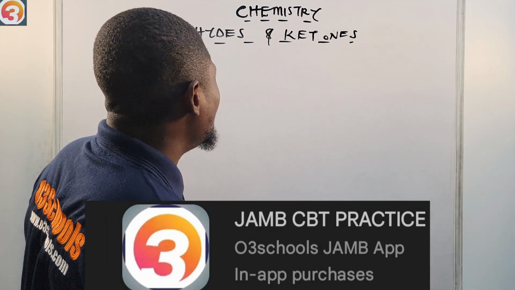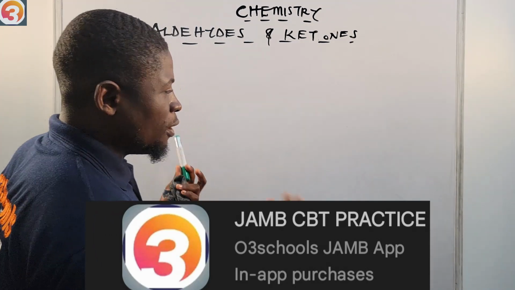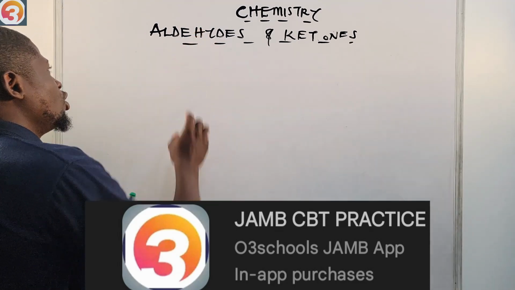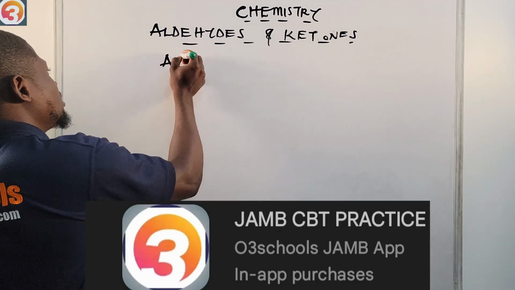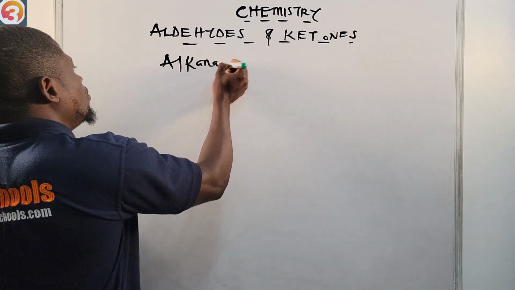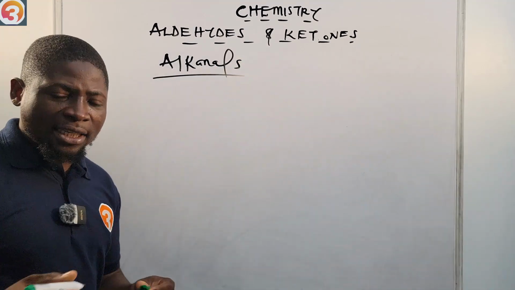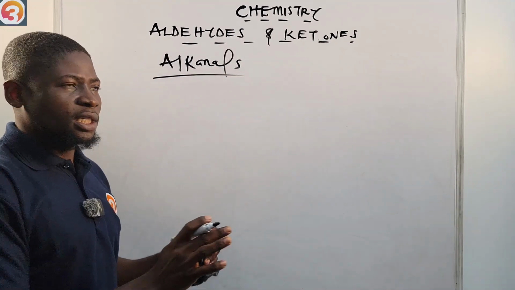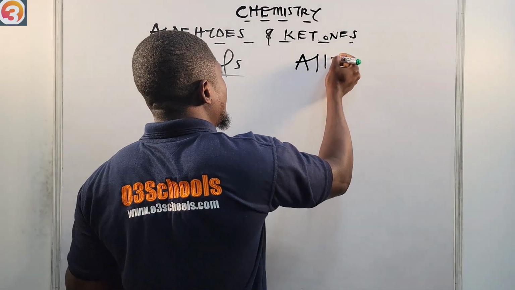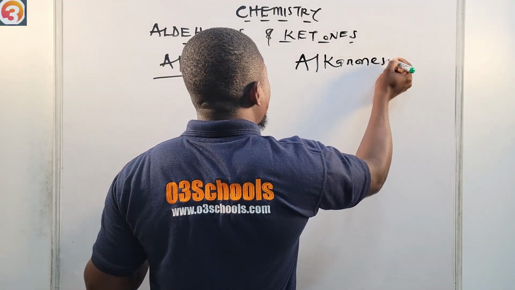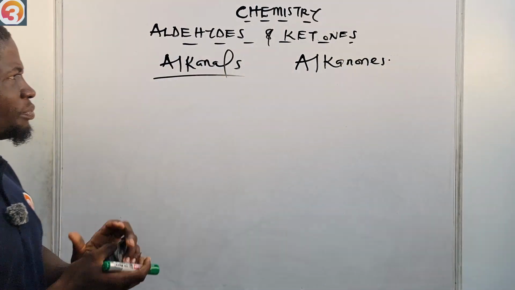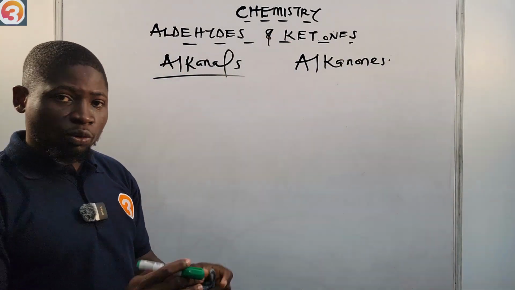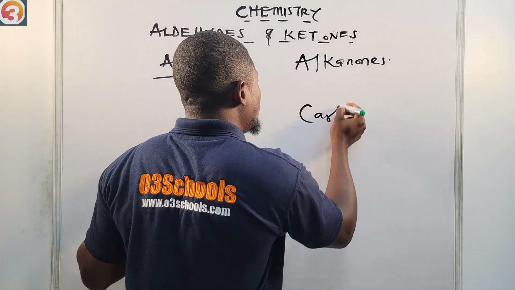Let us talk about aldehydes and ketones first, then we'll come back to answering questions from the app. So aldehydes are also called alkanals. For those of you who will say, why aldehydes, you can also call them alkanals. Why ketones? You can call them the alkanones. And these aldehydes and ketones, we call them carbonyl compounds.